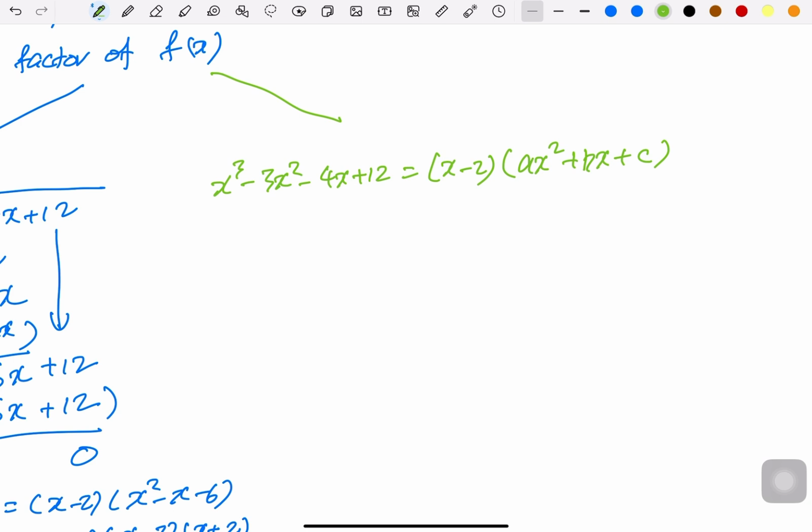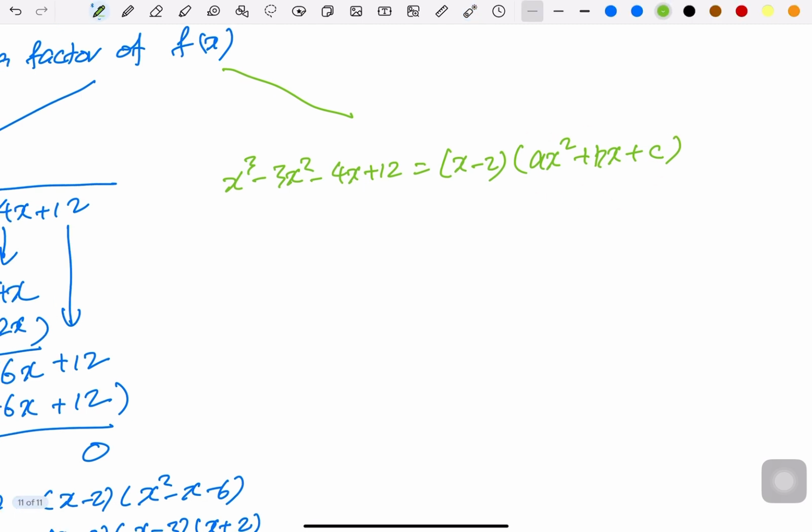Right, so a linear multiplied by a quadratic will give me a cubic equation. So this is how it should look like. So now let's compare. I'll always compare two first, which is the constant and the highest order, which is constant and x cubed. So I'll compare constant.